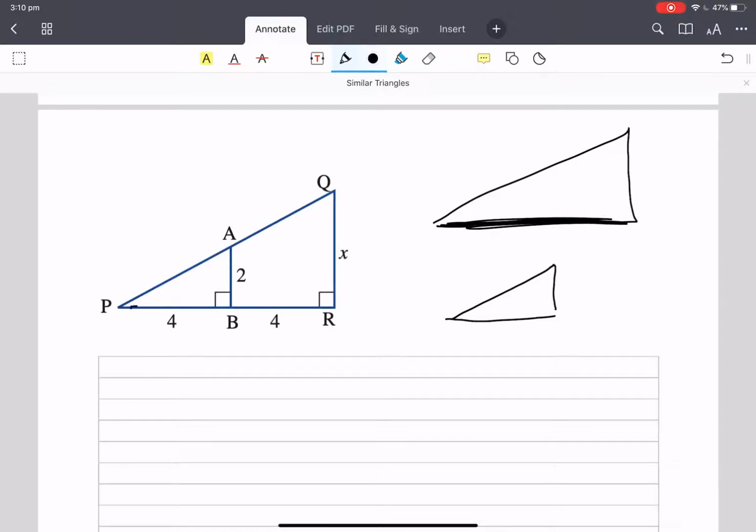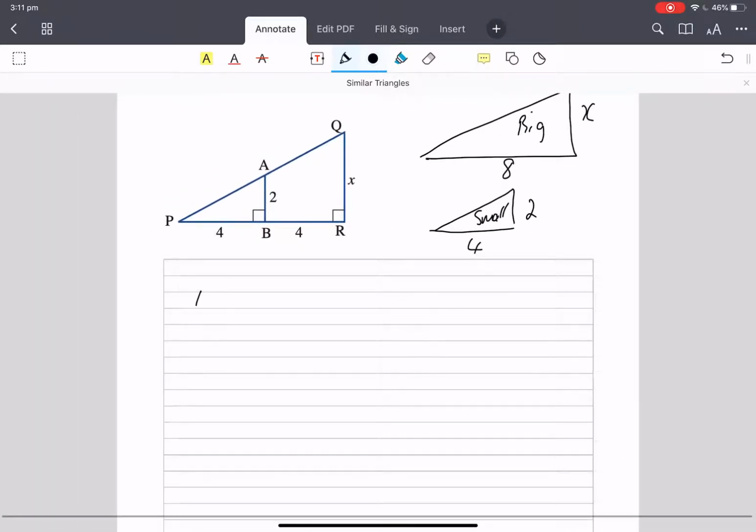From the big triangle, can you see that that's 8? On the small triangle, that's 4. That's on the big triangle, so that side is x. That's on the small triangle, so that's 2. Big, small. So here the x is definitely on the big triangle, so yeah, loving the BS principle.